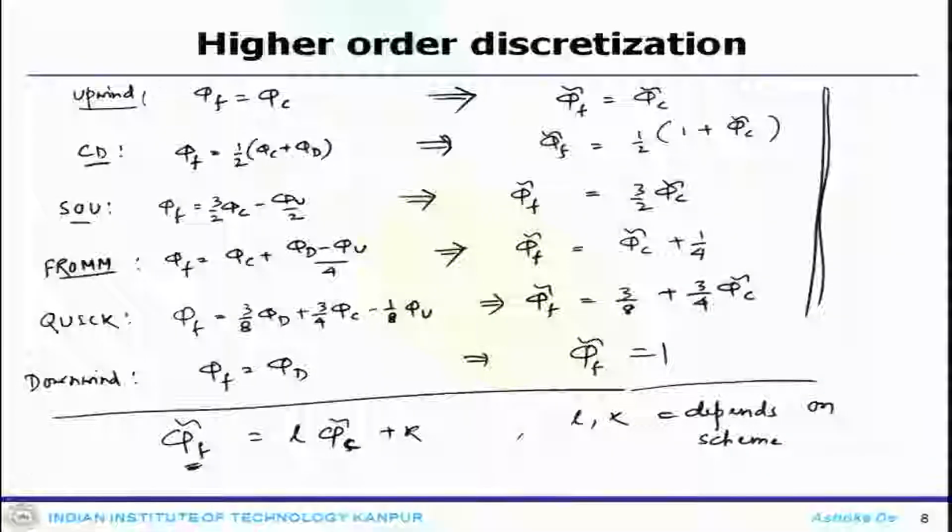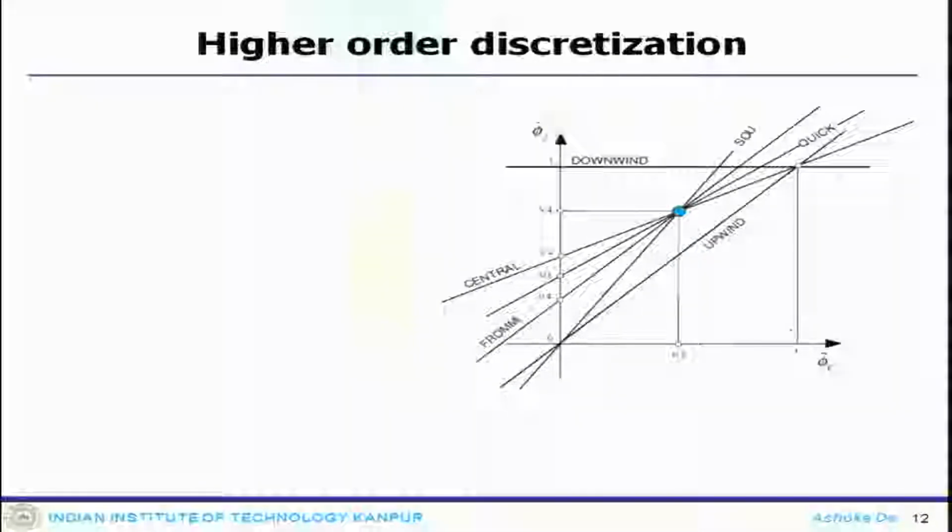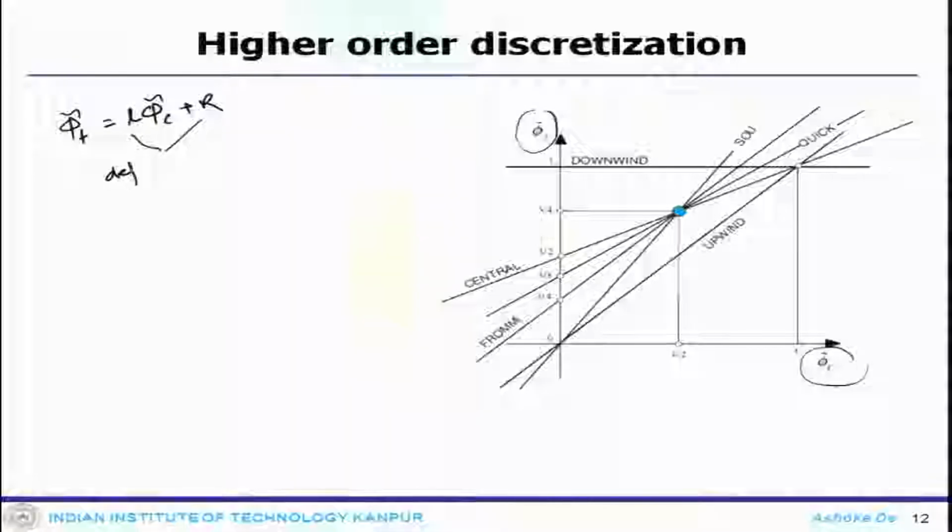So, if you see, once we plot all these, how it looks like. This is how it looks like. This is our phi f tilde, this is our phi. So, our phi f tilde is phi c tilde plus k. L and k are dependent on various schemes.